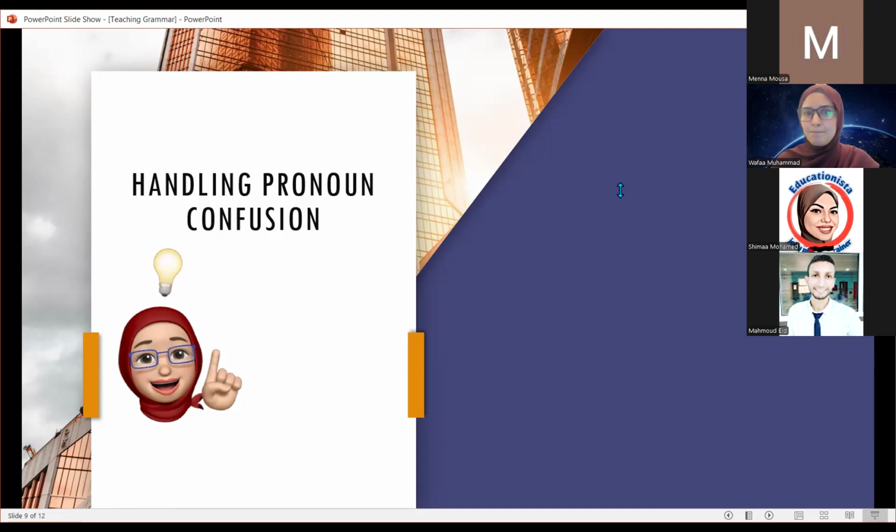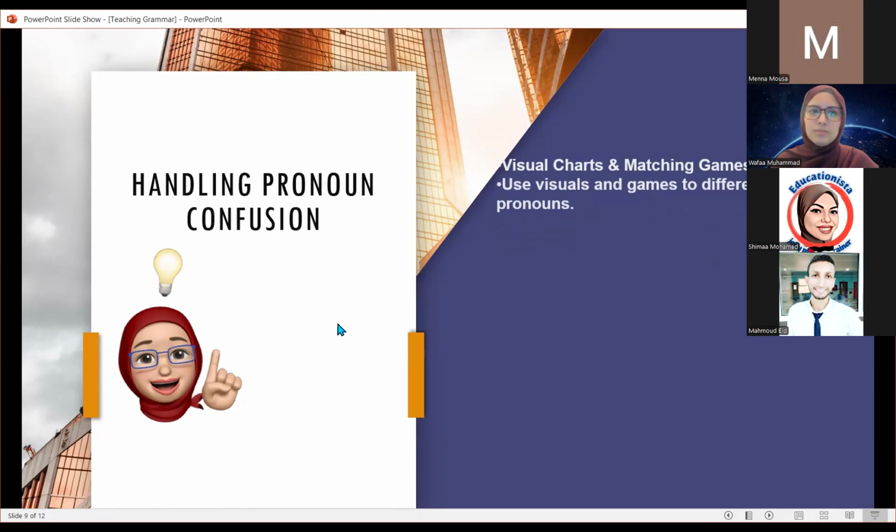Okay, if we have confusion between object pronouns and subject pronouns, you can use visual charts. When I teach subject pronouns, they understand them very well. But when I use object pronouns, it is very confusing.